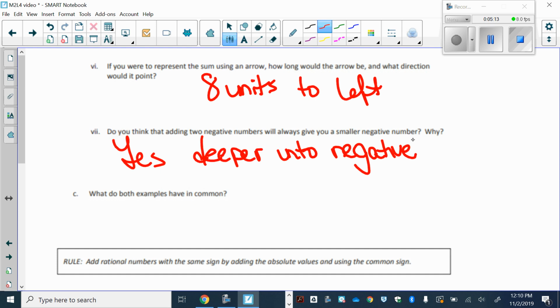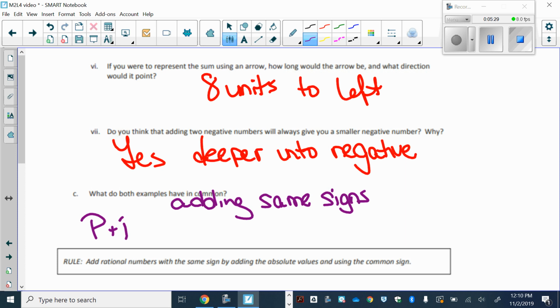So what do both examples that we just did have in common? They're adding same signs. They added a positive and a positive, which gave us a positive. They added a negative to a negative, and we got a negative.